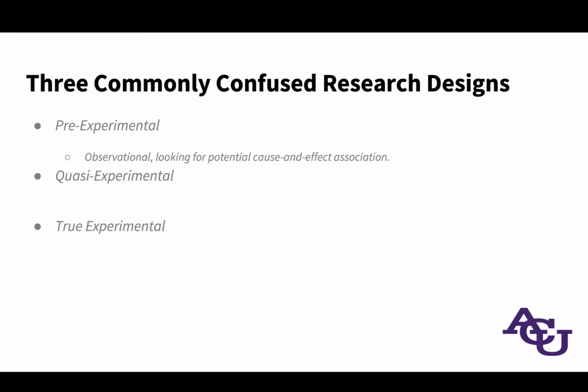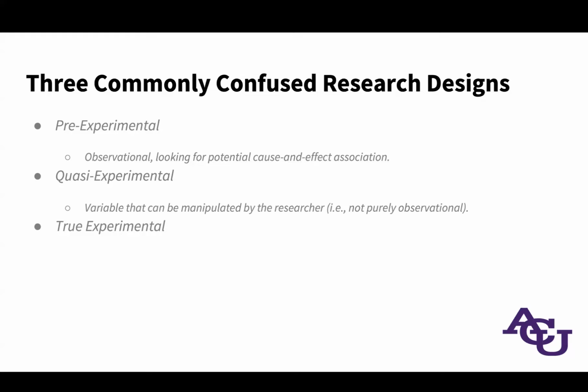Now, let's distinguish between the three commonly confused research designs that we're talking about today. Pre-experimental, which we'll briefly say is observational research, where we're looking for a potential cause and effect association. Pre-experimental research is usually not designed to drive implementation, but to say, hold on, we think there might be something here. Can we get information to suggest that this might be a good avenue to follow further?